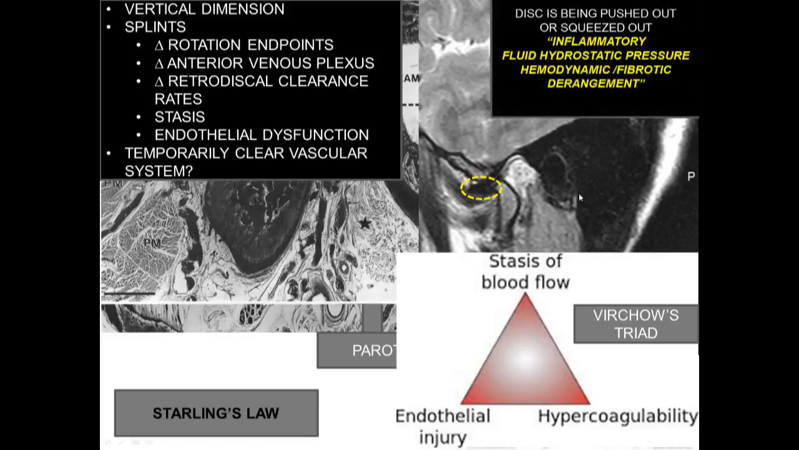And here we come to the real ending of the story. This disc is not being pulled out by muscle. It's being pushed out or squeezed out like a watermelon seed by fluid hydrostatic pressure forces, hydrodynamic forces. You've got effusions and joint fluid in here, and this is what I call a fibrotic derangement.